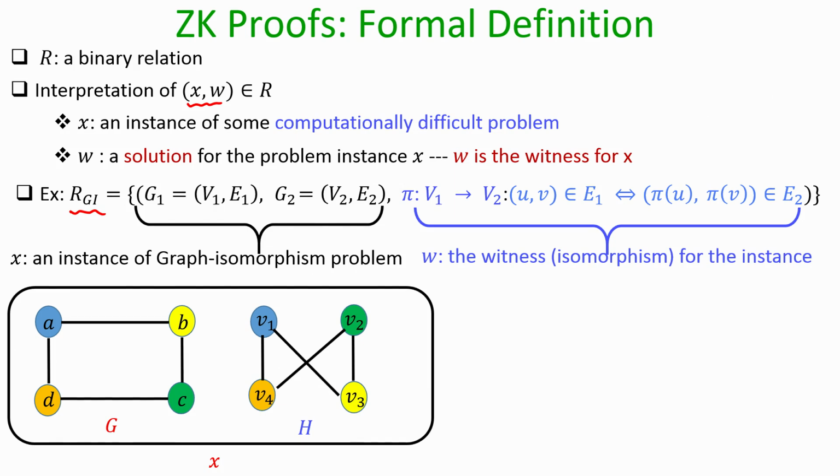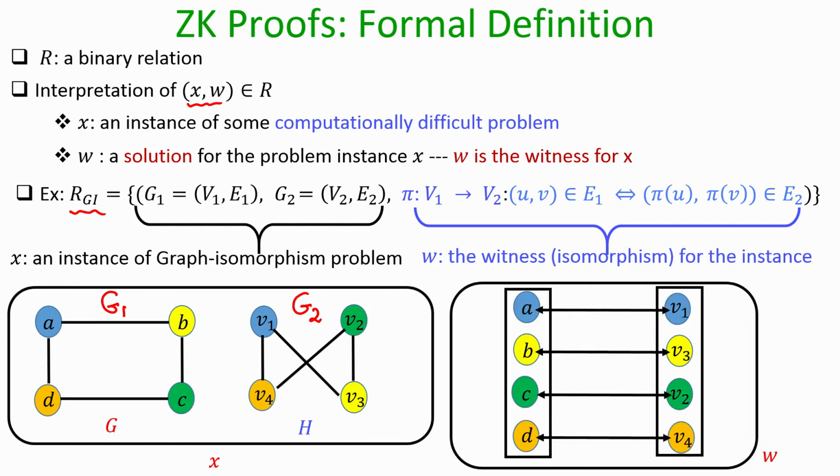For instance, if you consider these two graphs here, they are indeed isomorphic. The first graph is your graph G1 and the second graph is your graph G2. That is the x component of any x comma w which might be present in this graph isomorphism relation, and the corresponding witness with respect to this specific G1, G2 is nothing but the bijection from the vertex set of graph G1 to the vertex set of graph G2 and so on.